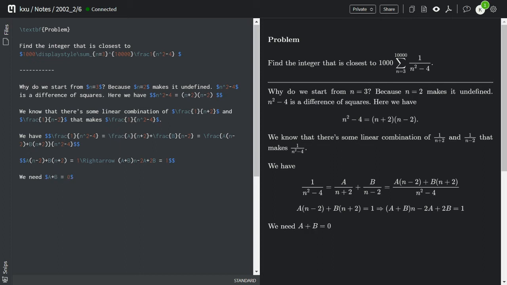And we need this. So this is a system of two equations. We can solve this. So we get a is equal to, plugging it in, you can double the first equation and add it to the second. So b is 1/4, and thus a is negative 1/4.